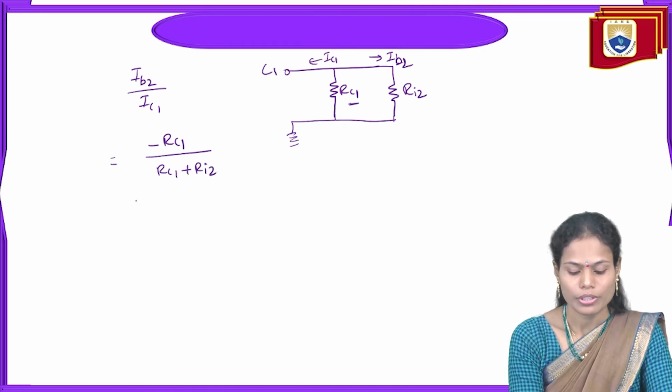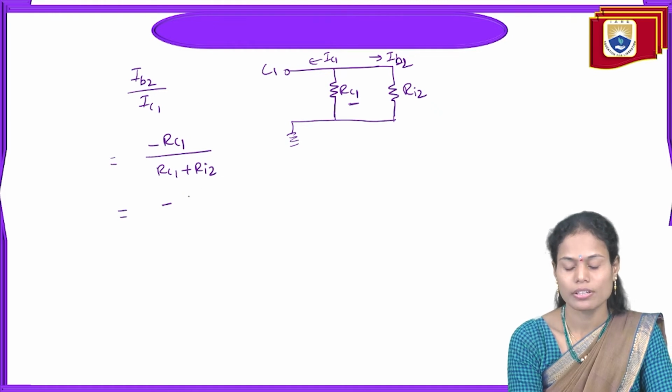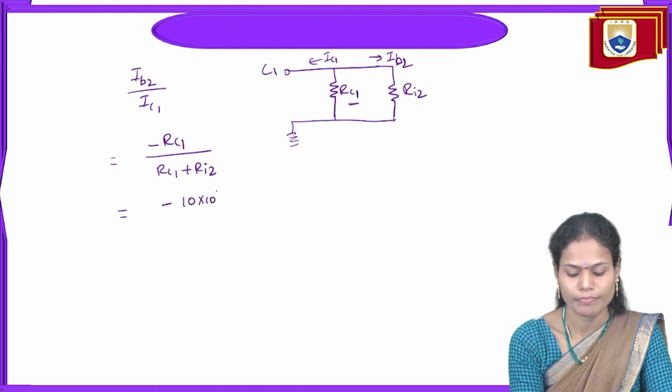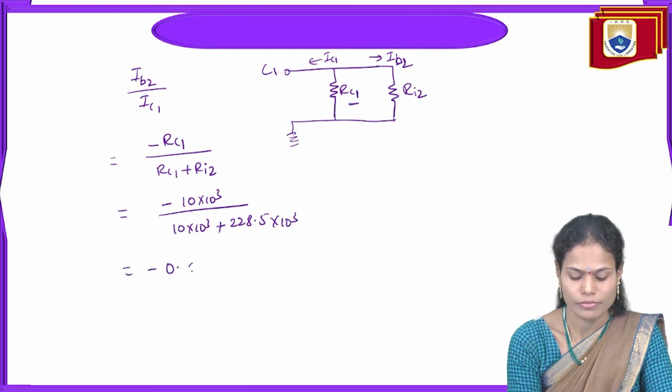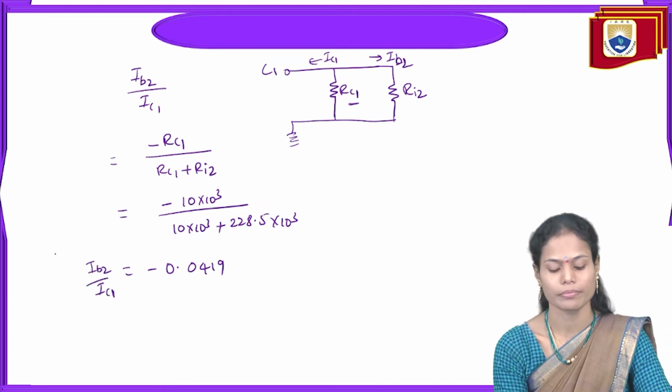Okay. So if we substitute the values, RC1 is given as 10 kilo ohms, and 10 kilo ohms plus RA2, 228.5 kilo ohms. So it is minus 0.0419 as the IB2 by IC1 value here.